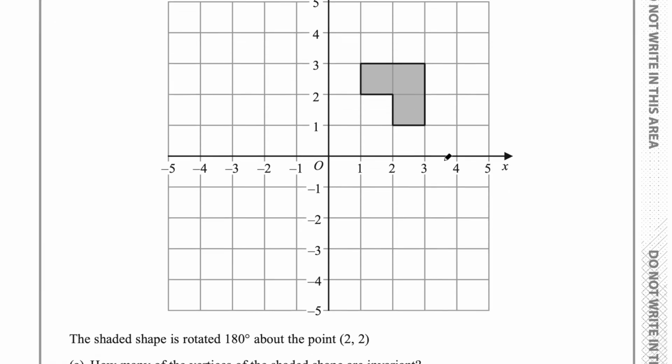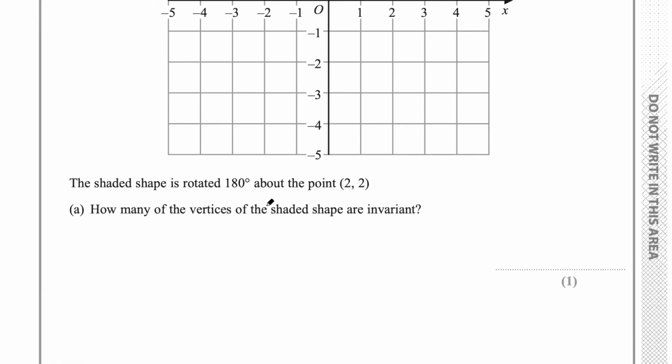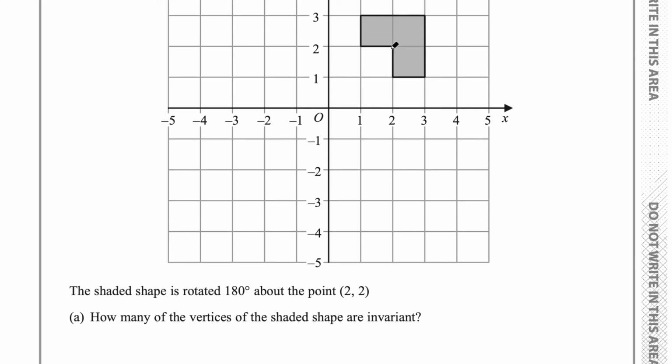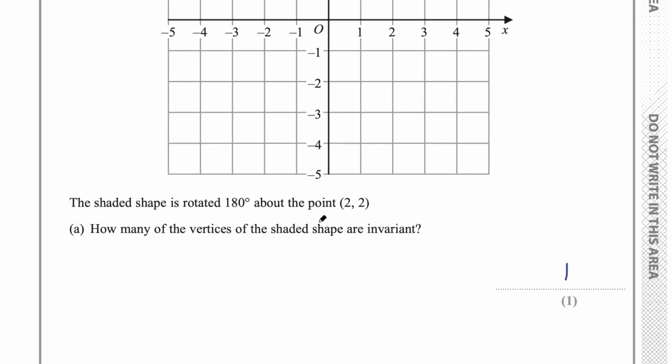Question 21 gives us an axis, and it says that the shaded shape is rotated 180 degrees about the point 2, 2. How many of the vertices of the shaded shape are invariant? Okay, so 2, 2 is here. If I rotated that 180, it would be basically flipped around, or turned 180 degrees, so it would be there. Invariant just means it hasn't moved at all, or it's in the same place where it started. I can only see one point that would stay the same, which is this center point here. So my answer, how many vertices, would be 1 for 1 mark.